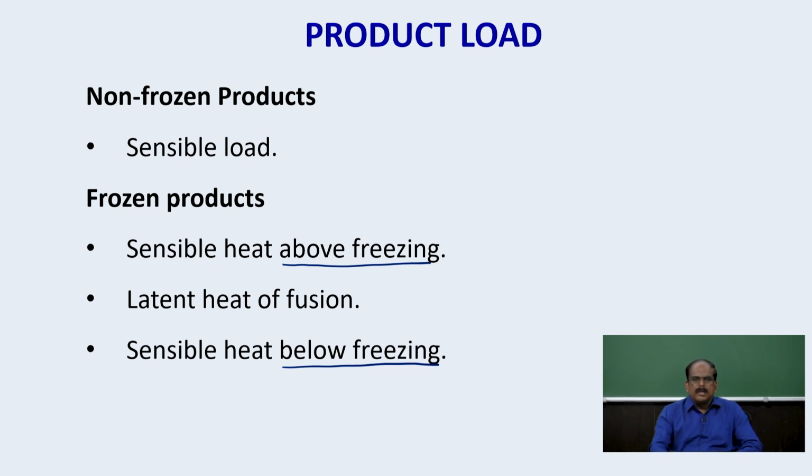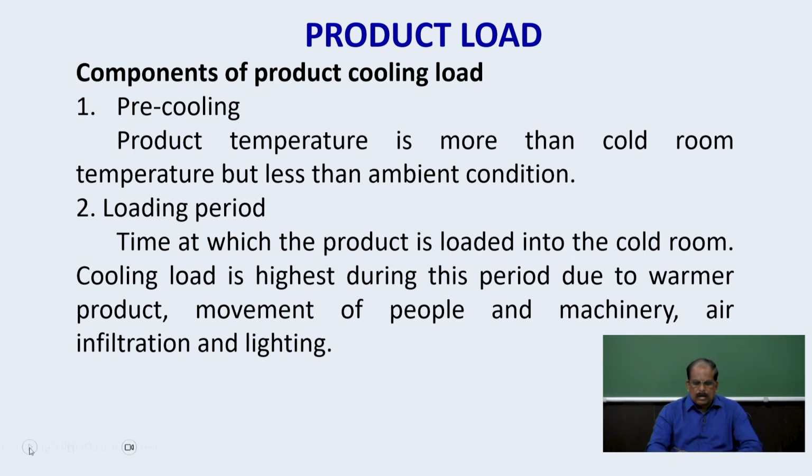So when we are calculating the product load, if it is a frozen type of product, we need to calculate the sensible heat load above the freezing point of that particular product, then the latent heat load. Then we need to calculate the sensible heat load below the freezing point of that particular product. Components of product cooling load. Pre-cooling. The product temperature is more than the cold room temperature but less than the ambient condition.